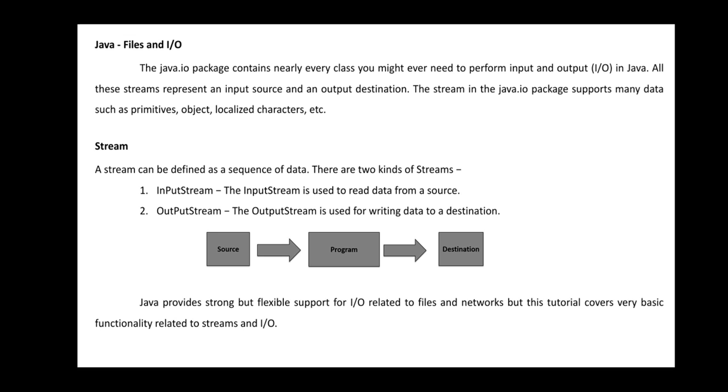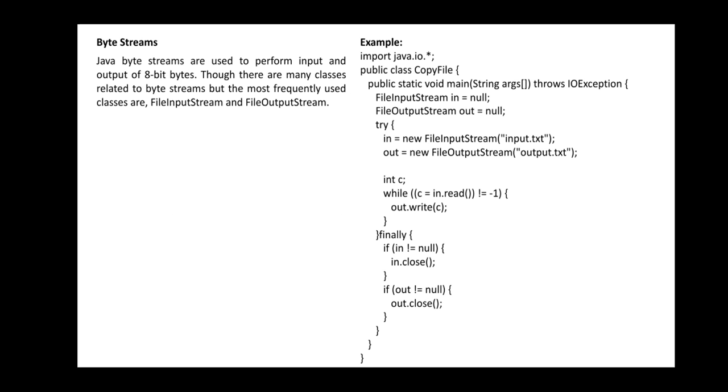Java provides strong but flexible support for I/O related to files and networks, but this tutorial covers very basic functionality related to streams as well as I/O operations. We shall see the different sets of files and the different types of I/O operations you are going to do one by one with simple statements.